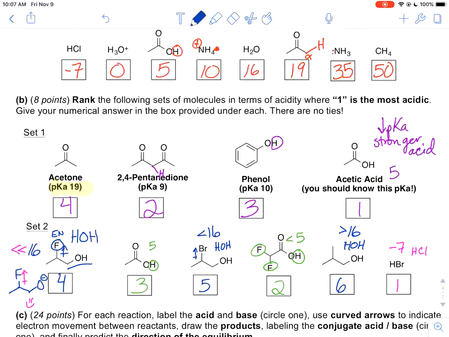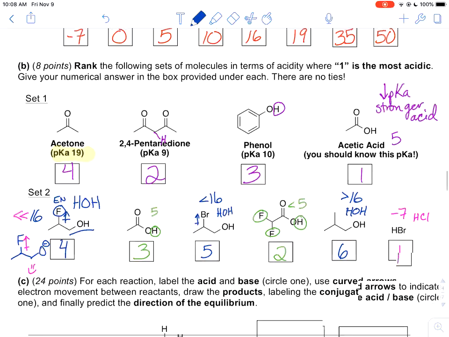So that's how you rank acids. Again, step 1, organize by pKa family, and I did that with various colors. And then within each pKa family, you want to identify what types of groups you have. Electronegative atoms increase acidity, and alkyl groups inductively donate and decrease acidity.